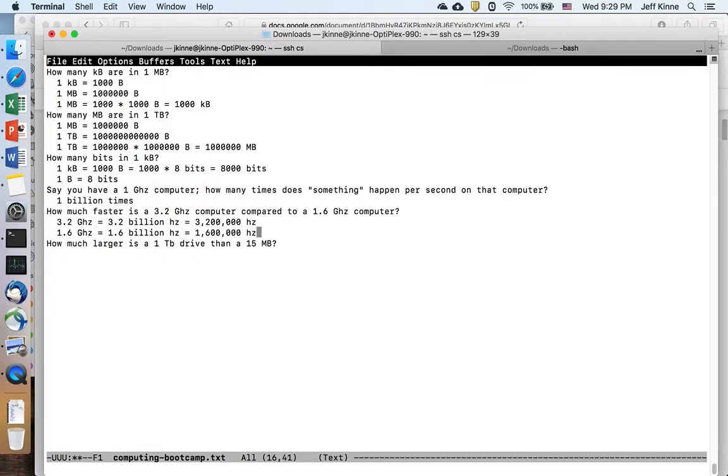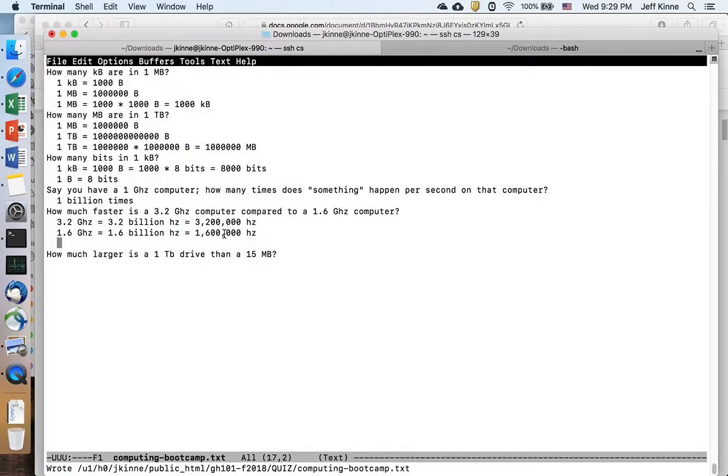All right, so how much faster is this one than this one? You could say that it's 1.6 billion hertz faster, 1.6 billion more times per second, but it would be better to say that the 3.2 gigahertz is twice as fast, meaning there are twice as many times per second. The number of things that are happening per second is twice as much on this one.